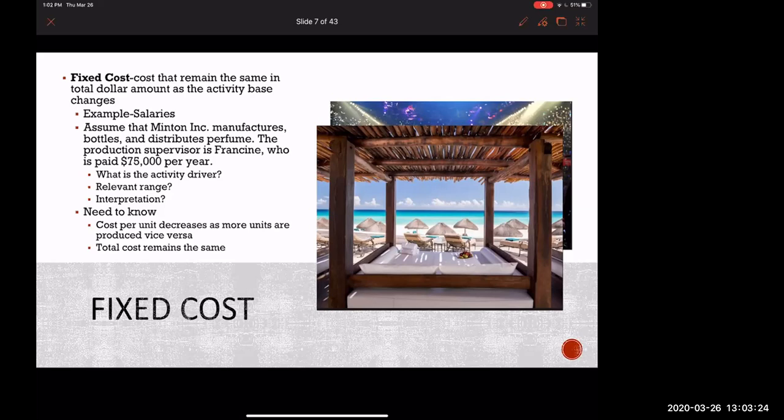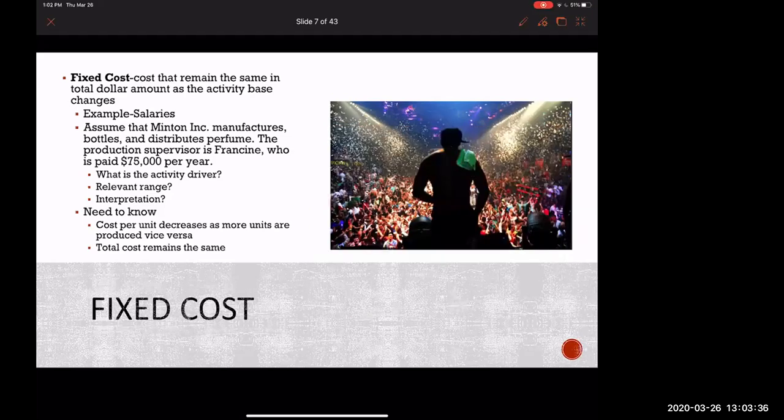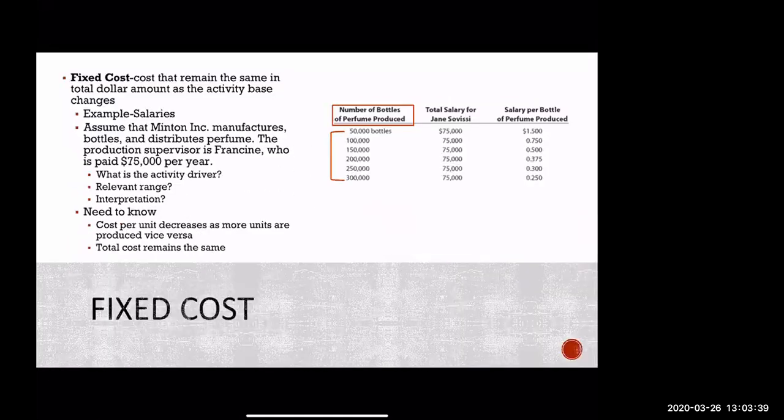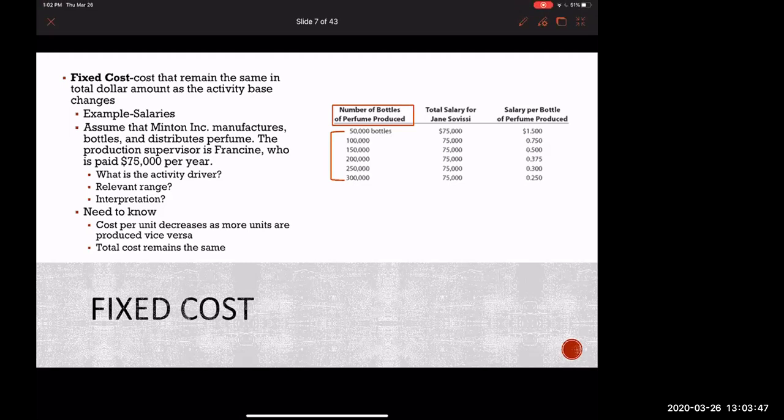Okay, so before we do that, let's break down some need-to-know things. The cost per unit decreases as more units are being produced, and vice versa. What we saw in this example before we moved on to vacation is that as we produce more units, from here to here, our cost per unit starts to decrease, right? And our total cost here, Jane's salary, never changed. The total salary was always $75,000, okay?